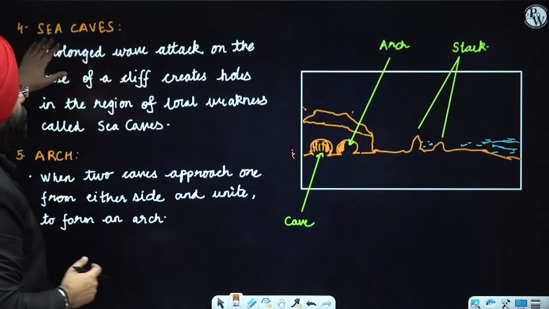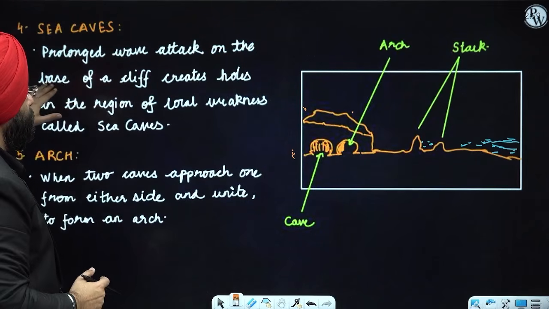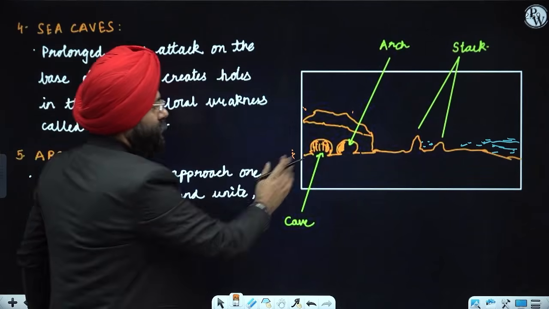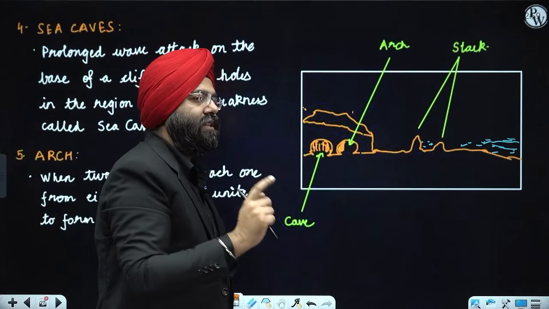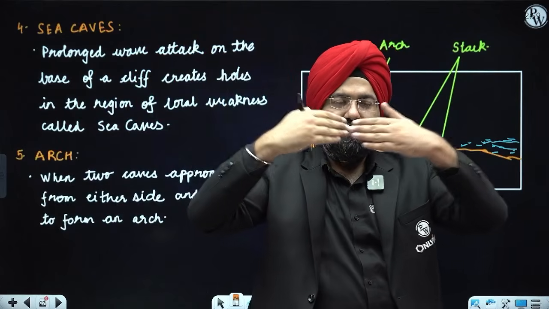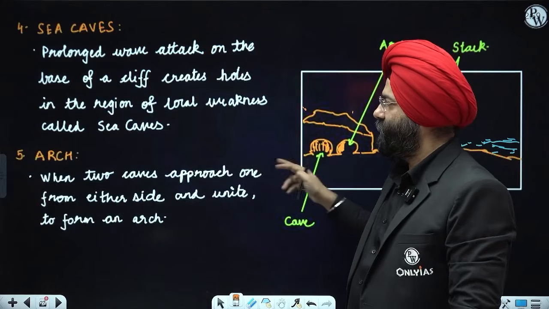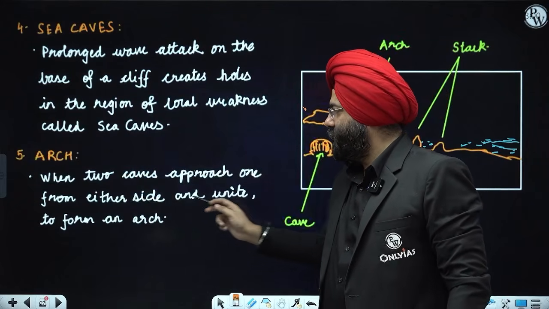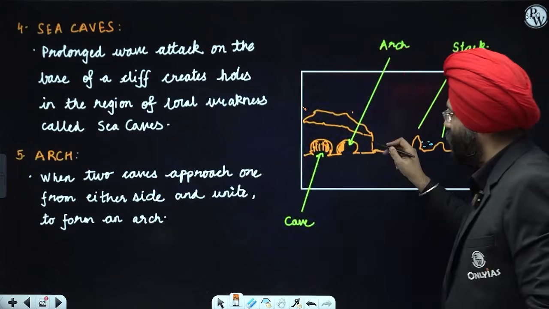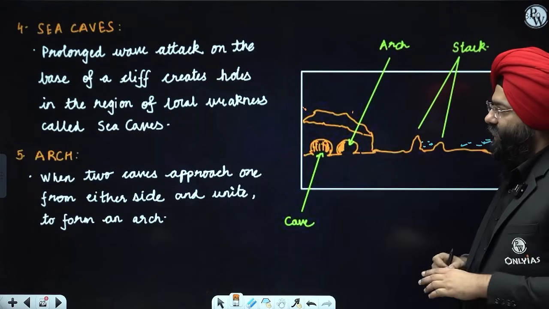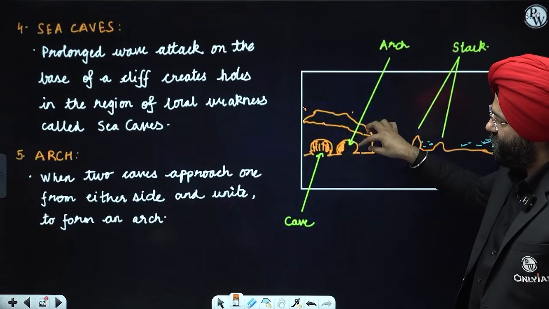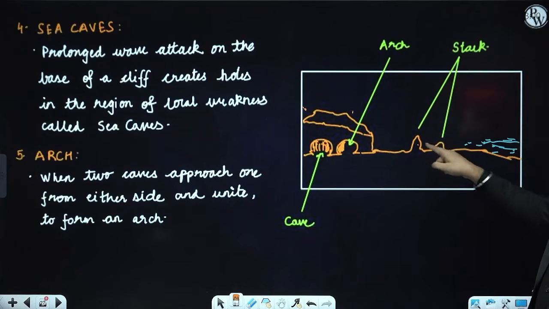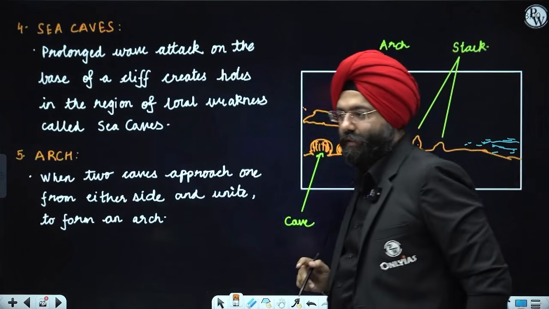So when I'm talking about sea caves, these are formed by prolonged wave attack on the base of the cliff, which creates holes in the regions of local weakness. These holes created by the waves are known as caves. From both the sides, when the holes meet each other, it creates an arch-like structure which is known as a sea arch or arch, when the two caves approach each other and unite. So this is an arch. Later on, when this arch falls, this will become an individual structure and we will study this. These are known as stacks. Clear? Okay.